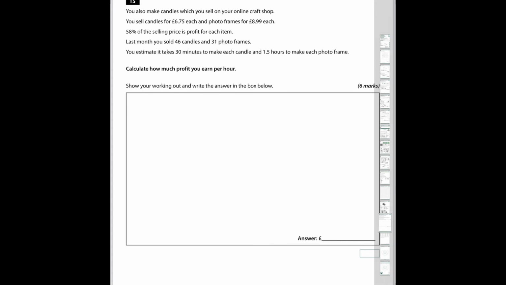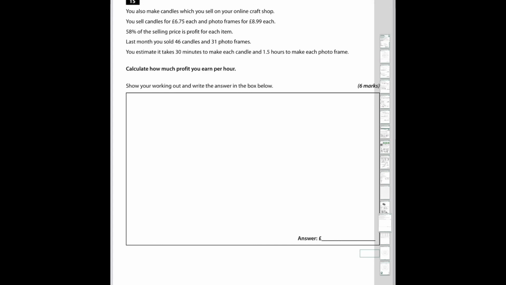Question 15. You also make candles, which you sell in the online craft shop. You sell candles for £6.75 each and photo frames for £8.99 each. 58% of the selling price is profit for each item. Last month you sold 46 candles and 31 photo frames. You estimate it takes 30 minutes to make each candle and 1.5 hours to make each photo frame. Calculate how much profit you earn per hour.